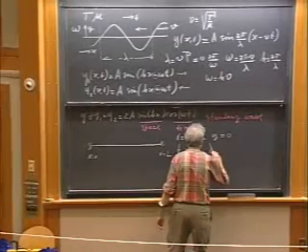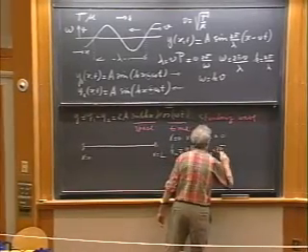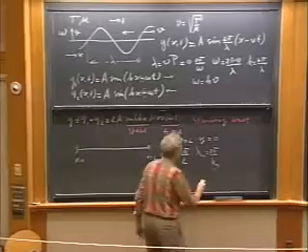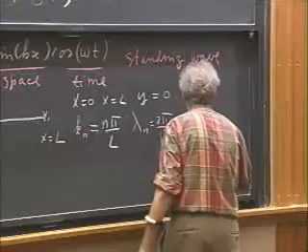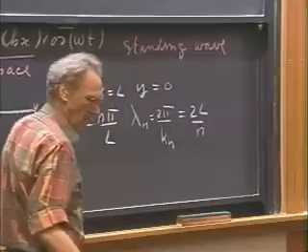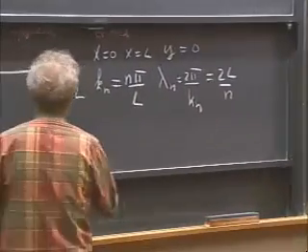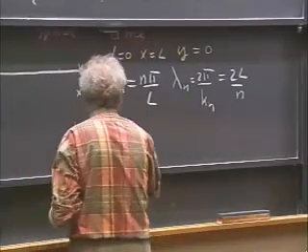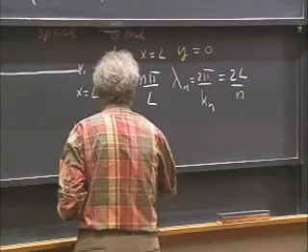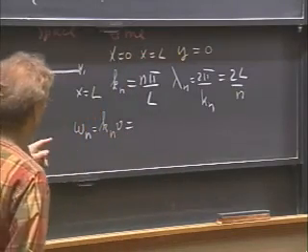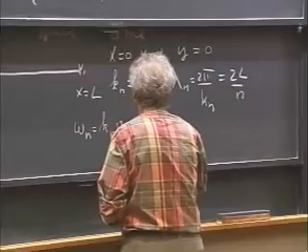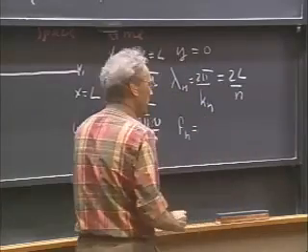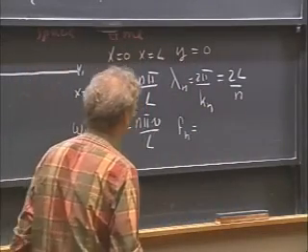So lambda n, which is 2 pi divided by k n, that's the way that I defined k n, then becomes 2L divided by n, n being 1, 2, 3, 4, 5. Omega n, which is always k n times v, therefore becomes n pi v over L. And the frequency in hertz, if you prefer that, is 2 pi smaller, so it would become n v over 2L.